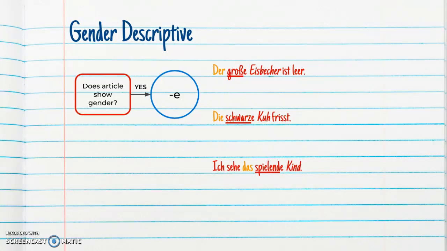Die schwarze Kuh frisst. And ich sehe das spielende Kind. Alright, so each time, der, die, das, they are all very descriptive of the genders. Die with a feminine noun makes sense. It tells us it's feminine. And das with a neuter noun, again, it's very descriptive. It tells us that it's neuter. So we're only applying that E.